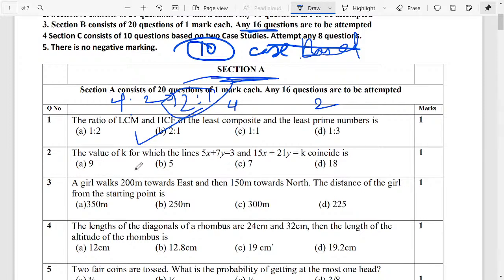So now let's try to focus on this. The answer becomes 2:1. Second question. The value of k for which the lines 5x plus 7y equals 3 and 15x plus 21y equals k coincide. Coincide means they have infinite solutions.